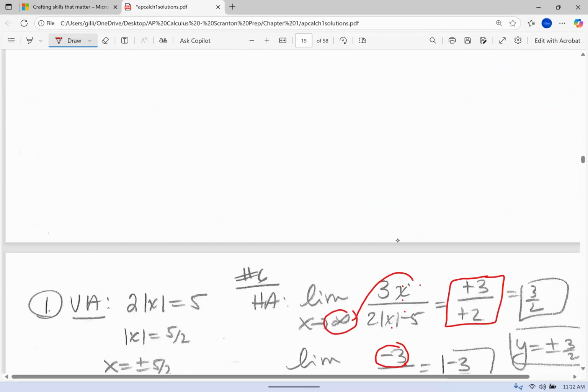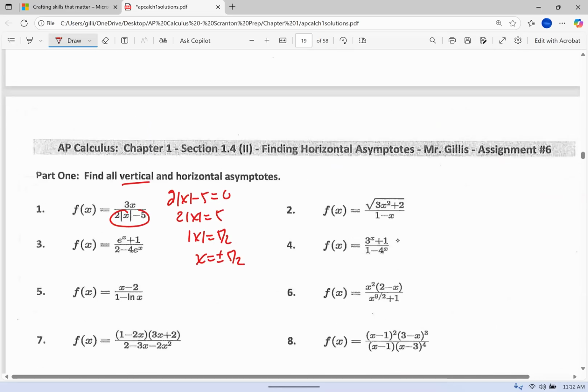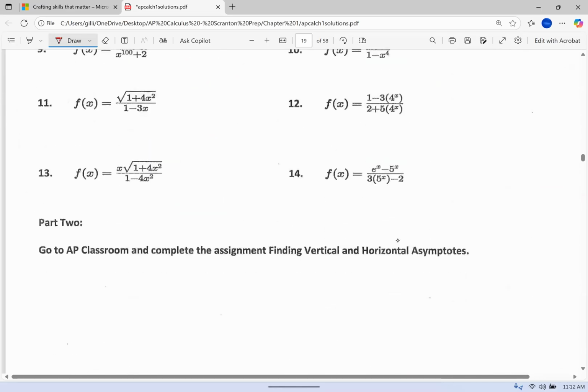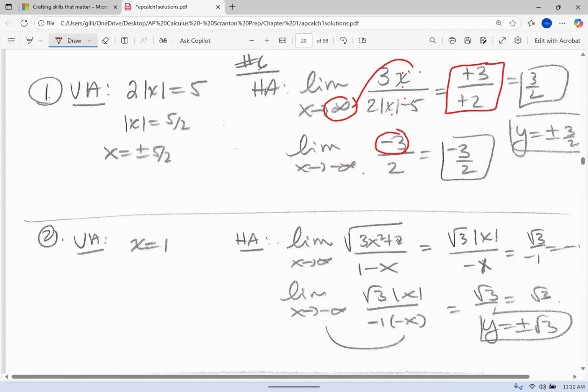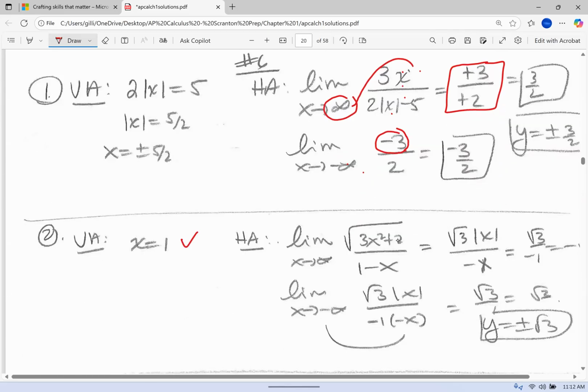And the next one, number 2, nothing factors and reduces. So the denominator equals 0 when x equals 1. Now again, to find horizontal asymptotes, I have to take the limit as x goes to infinity and negative infinity. So it just really becomes 2 limit problems in one. So we'll do these just like we did the other ones before.